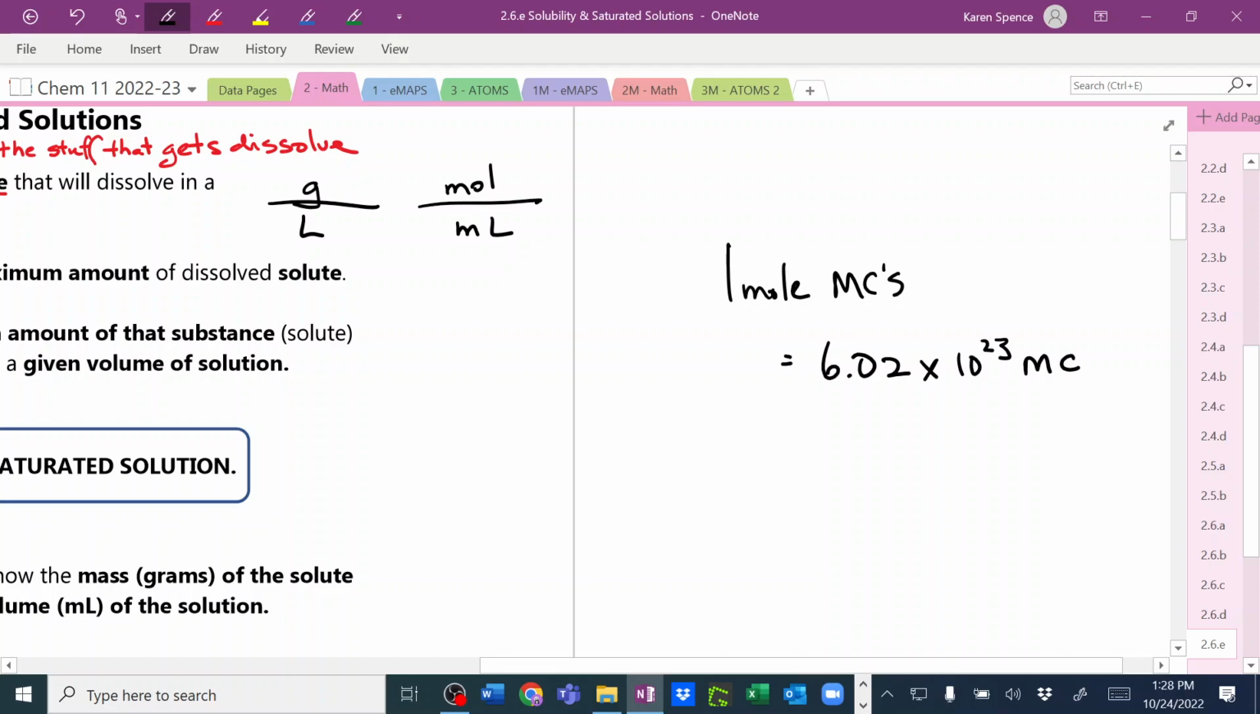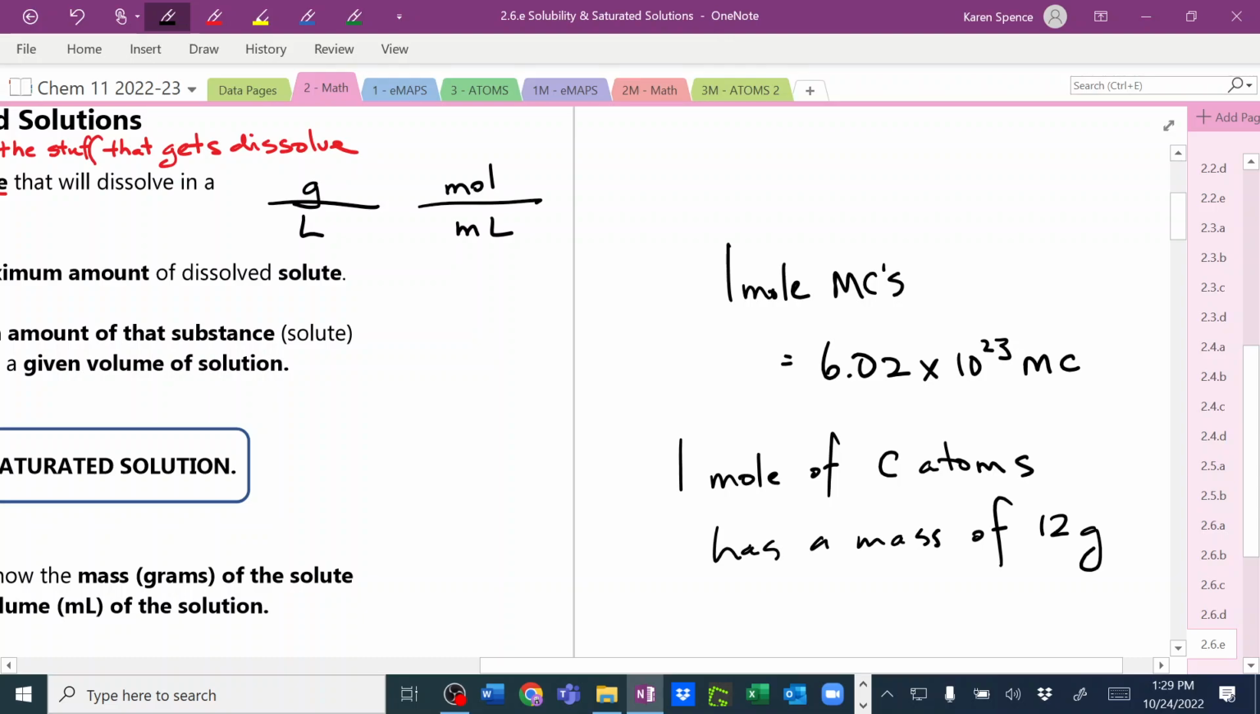You can imagine sitting there counting particles, 1, 2, 27, 28, 135, 4,362, 4,363, and you're nowhere near even close, right? Like you just can't. But the nice thing to know is that 1 mole of carbon atoms, for example, has a mass of 12 grams. And that's useful because then you can weigh out 12 grams of carbon and you know you have that many molecules or atoms. Okay?